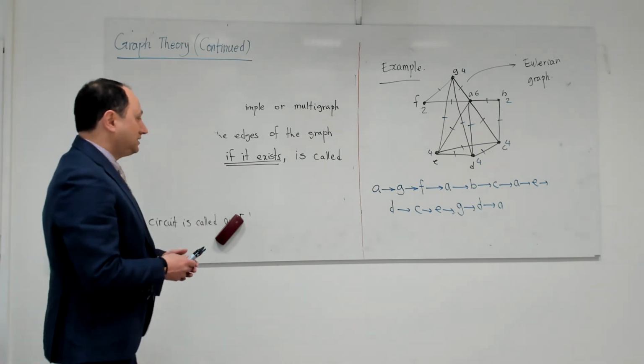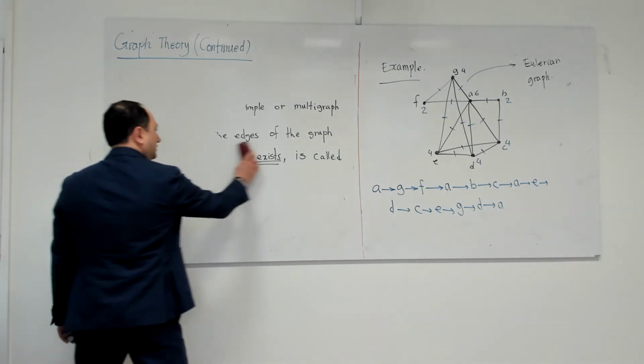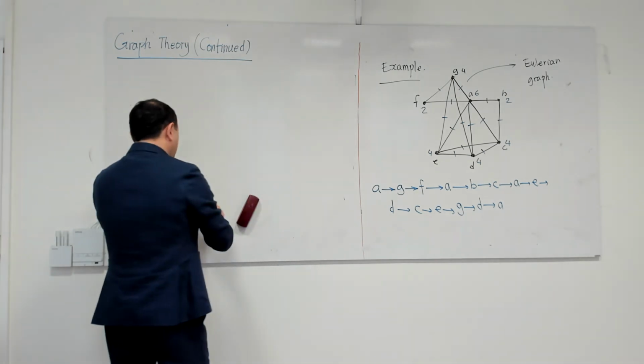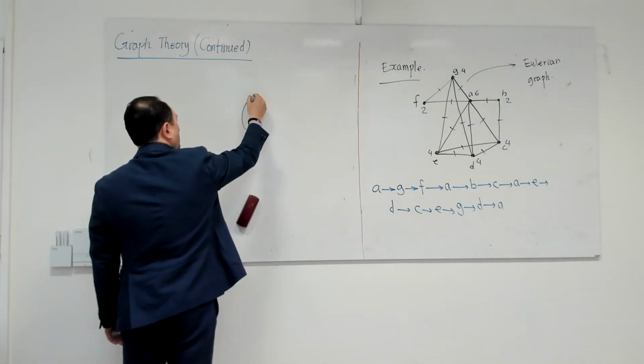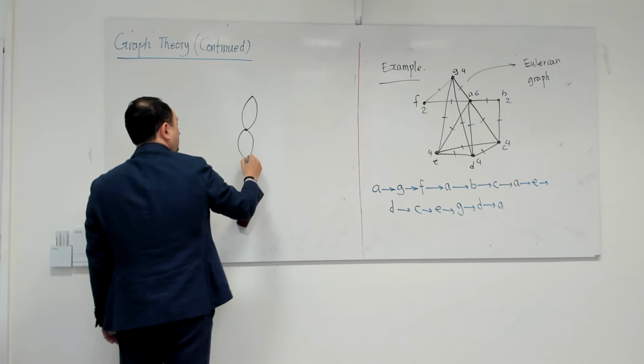So now you can see, do you remember what was, I don't know. This was the graph Euler drew for this Königsberg conundrum problem, yes?